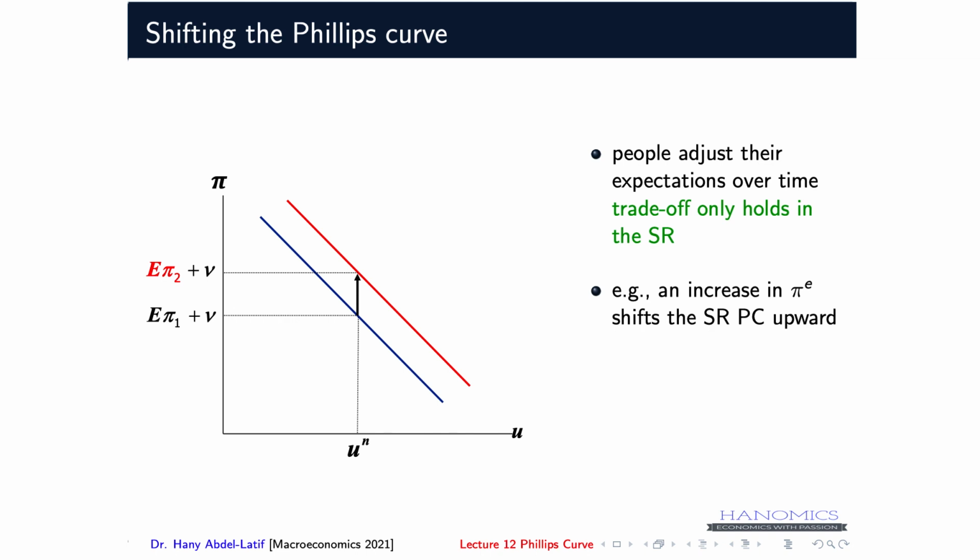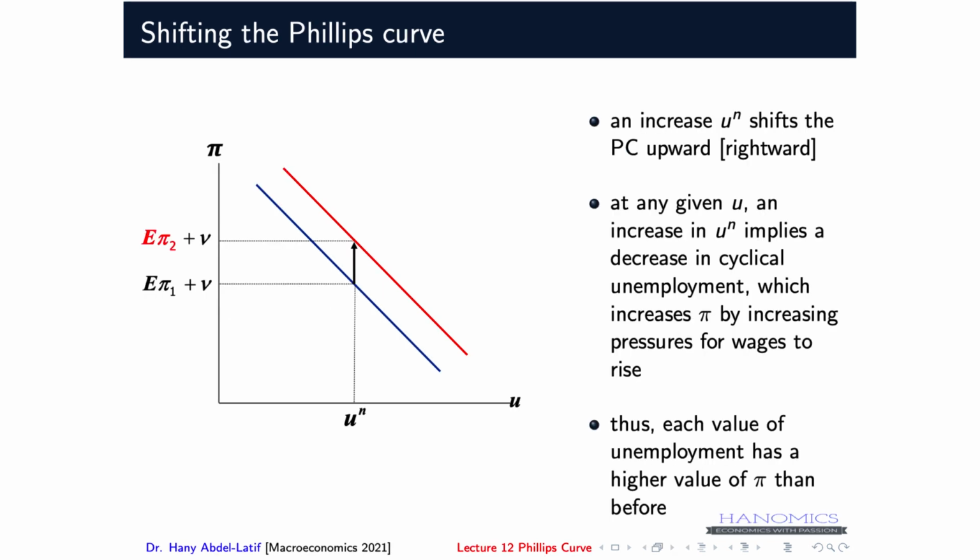There are also other reasons, such as supply shocks, which we talked about, or an increase in the natural rate of unemployment. That will shift the short-run Phillips curve. So, what shifts the Phillips curve? Again, if there's a supply shock, a change in the expected inflation rate, or a change in the natural rate of unemployment, that will shift the short-run Phillips curve as well.